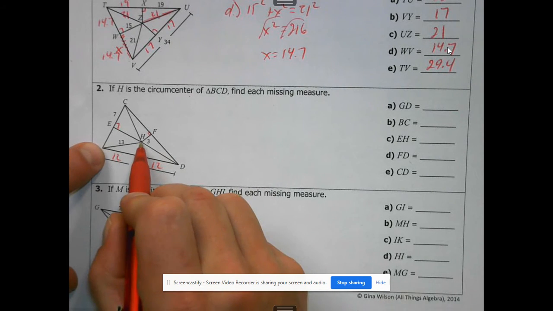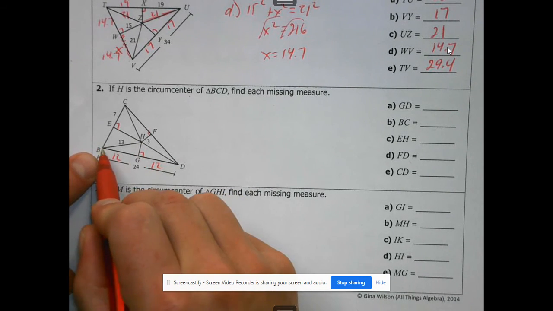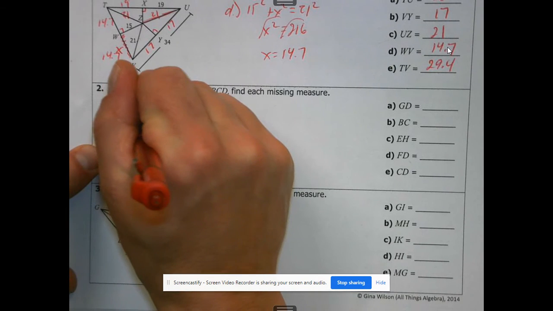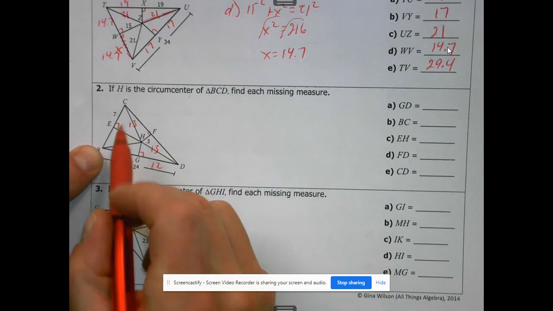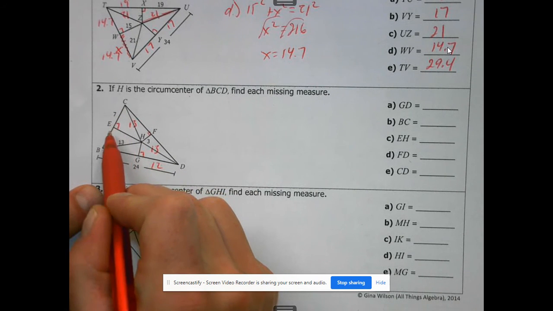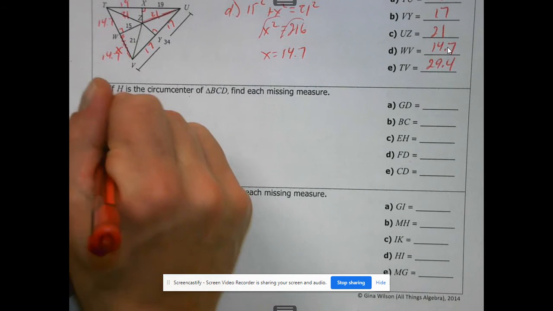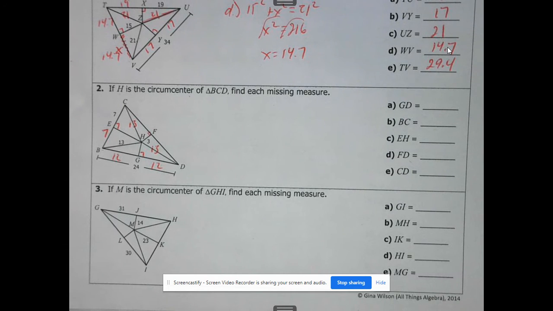The vertices to centers are 13. Remember, all your vertices to centers are 13. So this guy would be 13. This guy would be 13. If this piece is 7 right here, this piece has to be 7. And I believe that's all I can fill in right now.